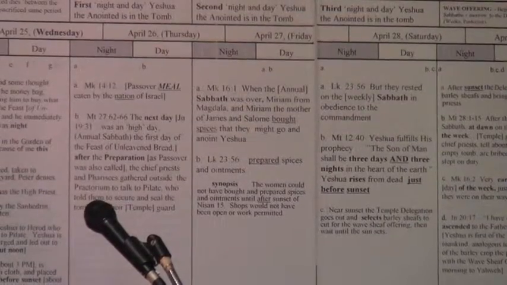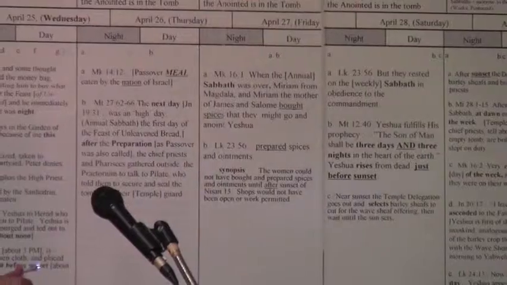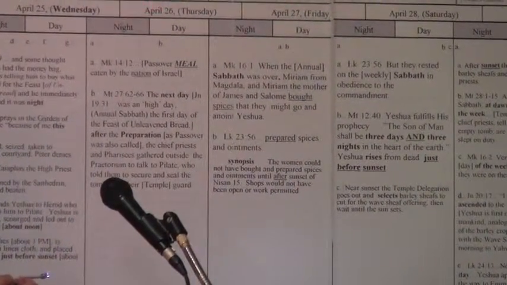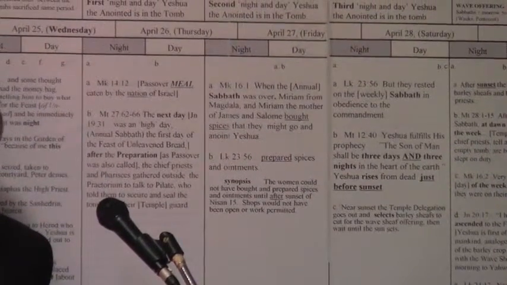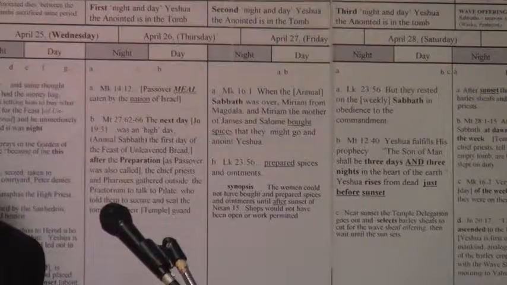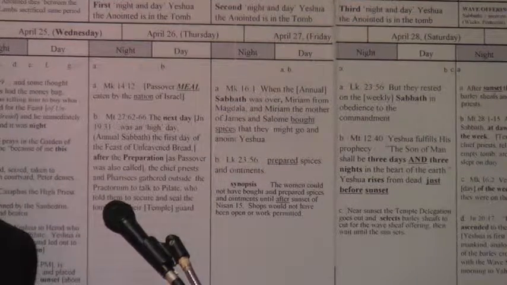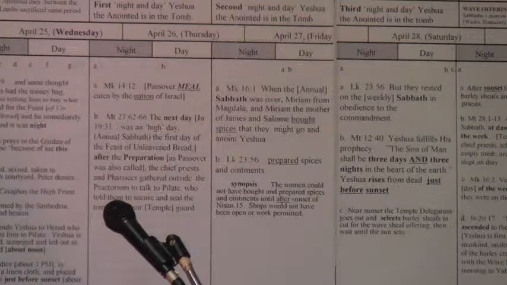The weekly Sabbath. Okay, the first day of unleavened bread. So this is the first night and day that Yeshua the Anointed is in the tomb. Night and day, Jewish reckoning. Like in Genesis, it was the evening and the morning, the first day, the evening and the morning, the second day. The days begin in darkness, so it's sunset to sunset.